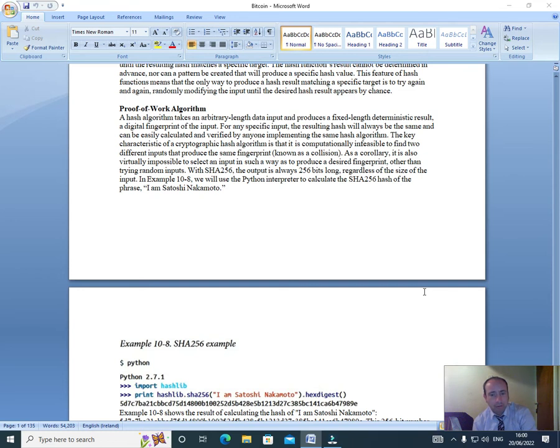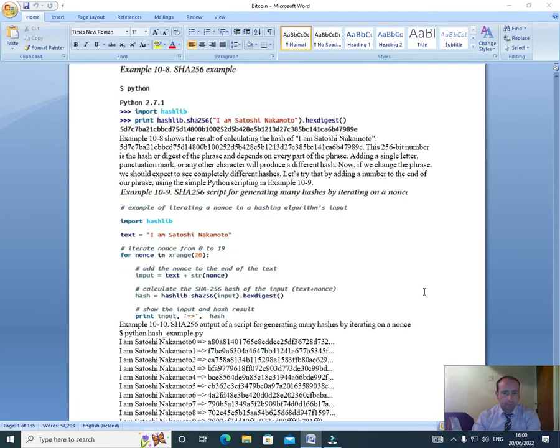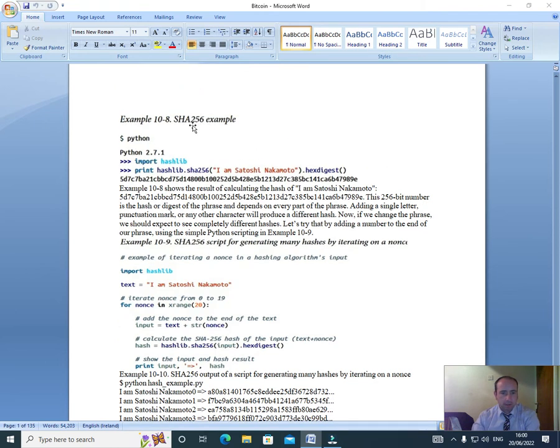With SHA-256, the output is always 256 bits long, regardless of the size of the input. In Example 10-18, we will use the Python interpreter to calculate the SHA-256 hash of the phrase "I am Satoshi Nakamoto." The code imports hashlib and prints the hashlib SHA-256 hex digest of the phrase. I'm not reading all this, it's too long. Example 10-18 shows the result of calculating the hash of "I am Satoshi Nakamoto."